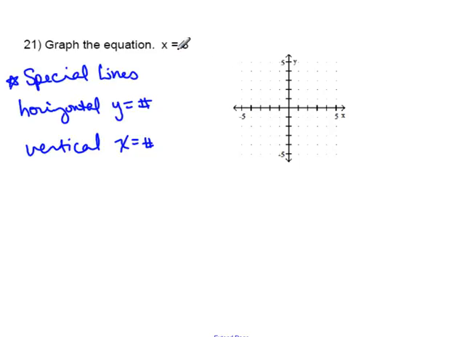Okay, so we're going to just go to where x is 3. Here it is, positive 3. And since we know it's a vertical line, we're just going to draw a vertical line at x is 3.